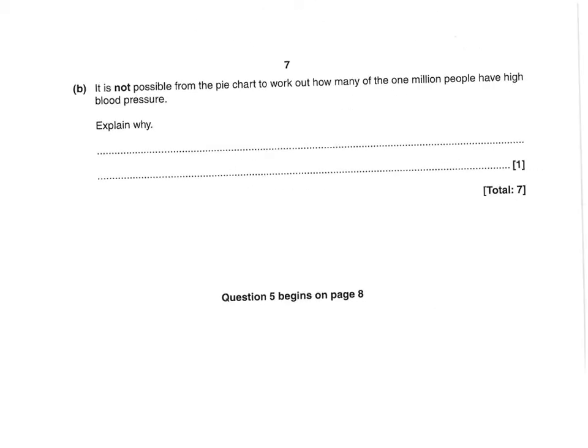Next question. It is not possible from the pie chart to work out how many of the 1 million people have high blood pressure. Explain why. So the reason here is because 29% have 2 of the conditions only, but we do not know which 2. So 29% have 2 of the conditions, but we don't know which 2 those are.